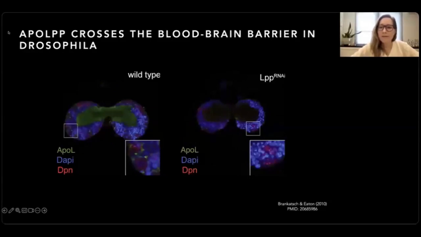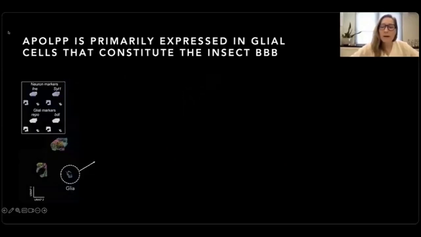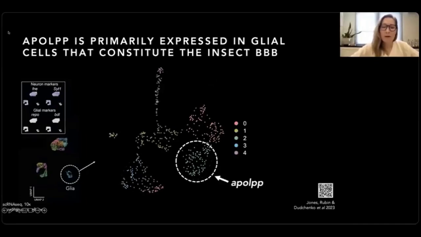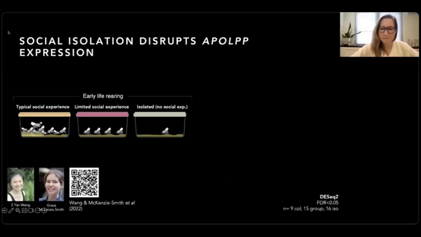Interestingly, studies from Drosophila have shown that one of these Fab4 binding proteins, apolipoprotein, crosses the blood-brain barrier with cargo intact, potentially delivering its cargo to the brain. And so we were curious about where apolipoprotein might be expressed in the SWEPB brain. And so we used single-cell RNA sequencing to characterize its expression patterns. And we found apolipoprotein and its binding partner apo-LTP are primarily expressed in a subset of glial cells that form and regulate the permeability of the blood-brain barrier in Drosophila.